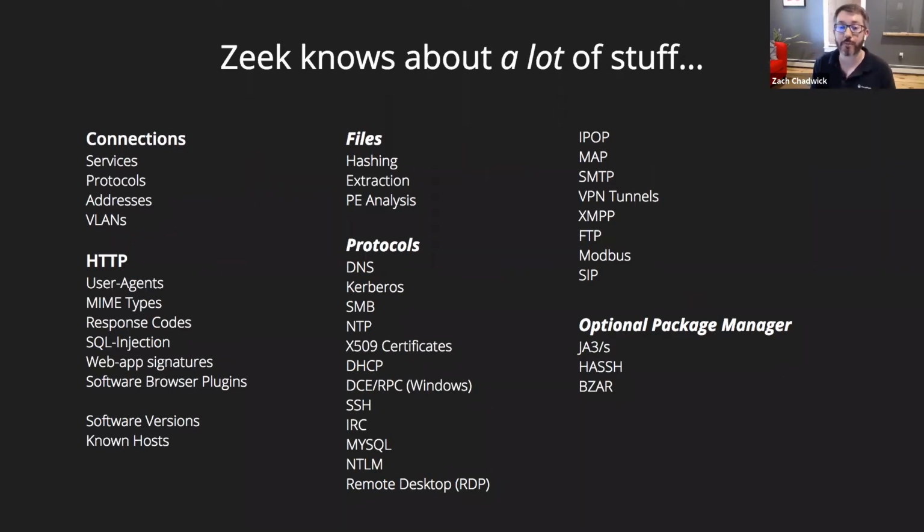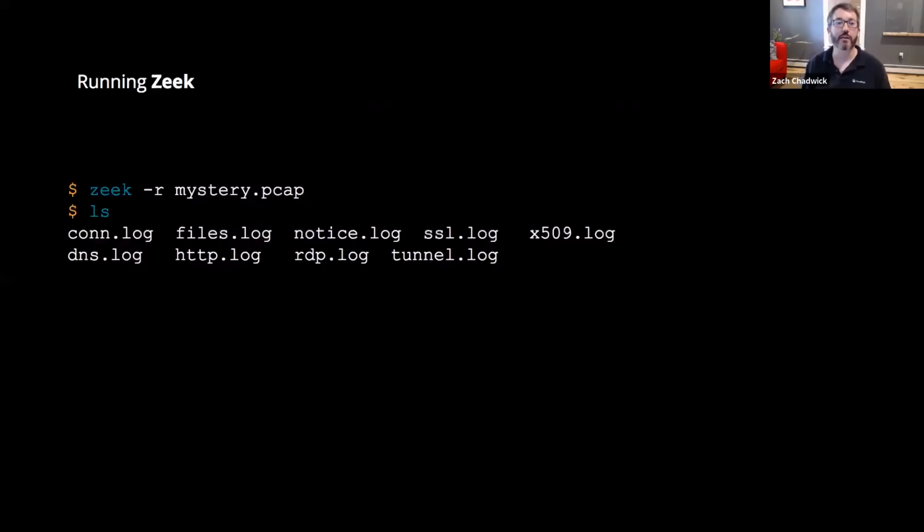There's also an additional package manager for things like JA3, which does some certificate analysis. The package manager is called ZKG, and there's a bunch of additional things you can add from there. Basically, Zeek is taking a PCAP file and breaking it down into metadata.